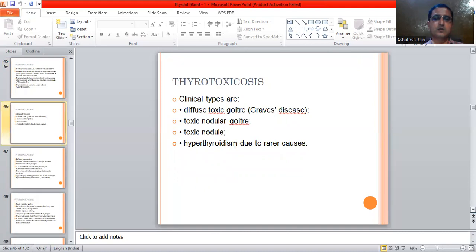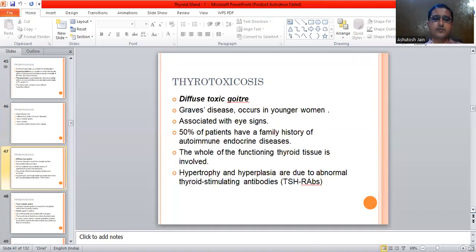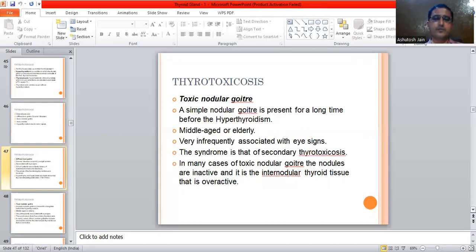Clinical types of thyrotoxicosis: diffuse toxic goiter, that is Graves' disease, toxic nodular goiter, toxic nodule, and hyperthyroidism due to rare causes. In diffuse toxic goiter, Graves' disease occurs in younger women associated with eye signs. 50% of patients have a family history of autoimmune endocrine diseases. The whole of the functioning thyroid tissue is involved. Hypertrophy and hyperplasia due to abnormal thyroid stimulating antibodies.